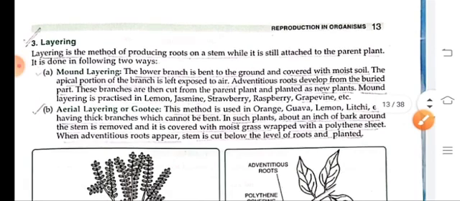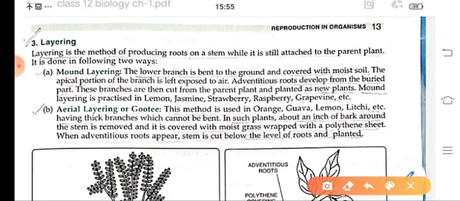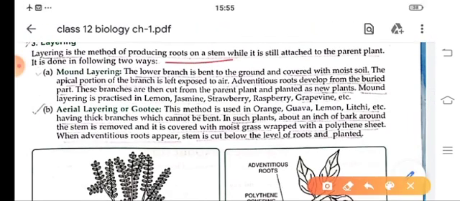So next is layering. Now layering is the method of producing roots on a stem while it is still attached to the parent plant. That means this method is done when the particular stem is attached to the parent plant. Now it is done by two methods, mound layering and aerial layering. And in mound layering, children, a lower branch is bent to the ground and it is covered with moist soil. Now after some time, adventitious roots develop from the buried part and these develop into a new stem or a new plant.